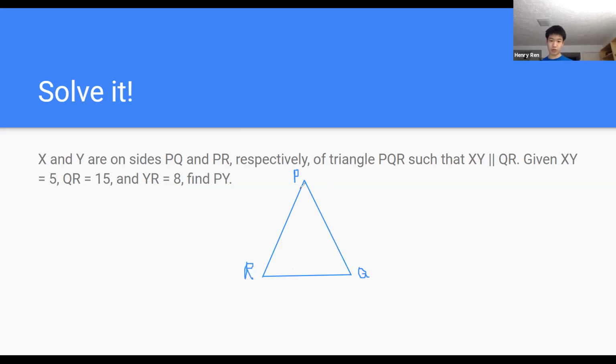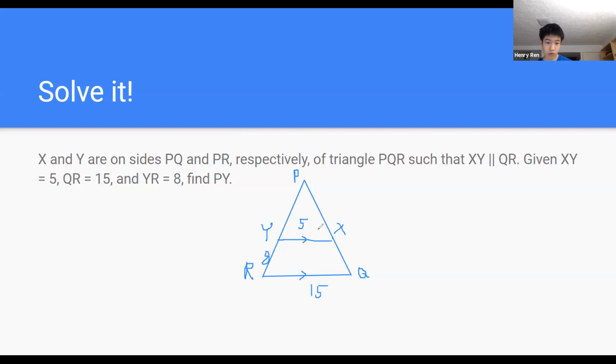Okay, so X and Y are on sides PQ and PR respectively, such that XY is parallel to QR. All right, and we use these arrows to say that these two lines are parallel. We know that XY is equal to 5 and QR is equal to 15. And YR is equal to 8.